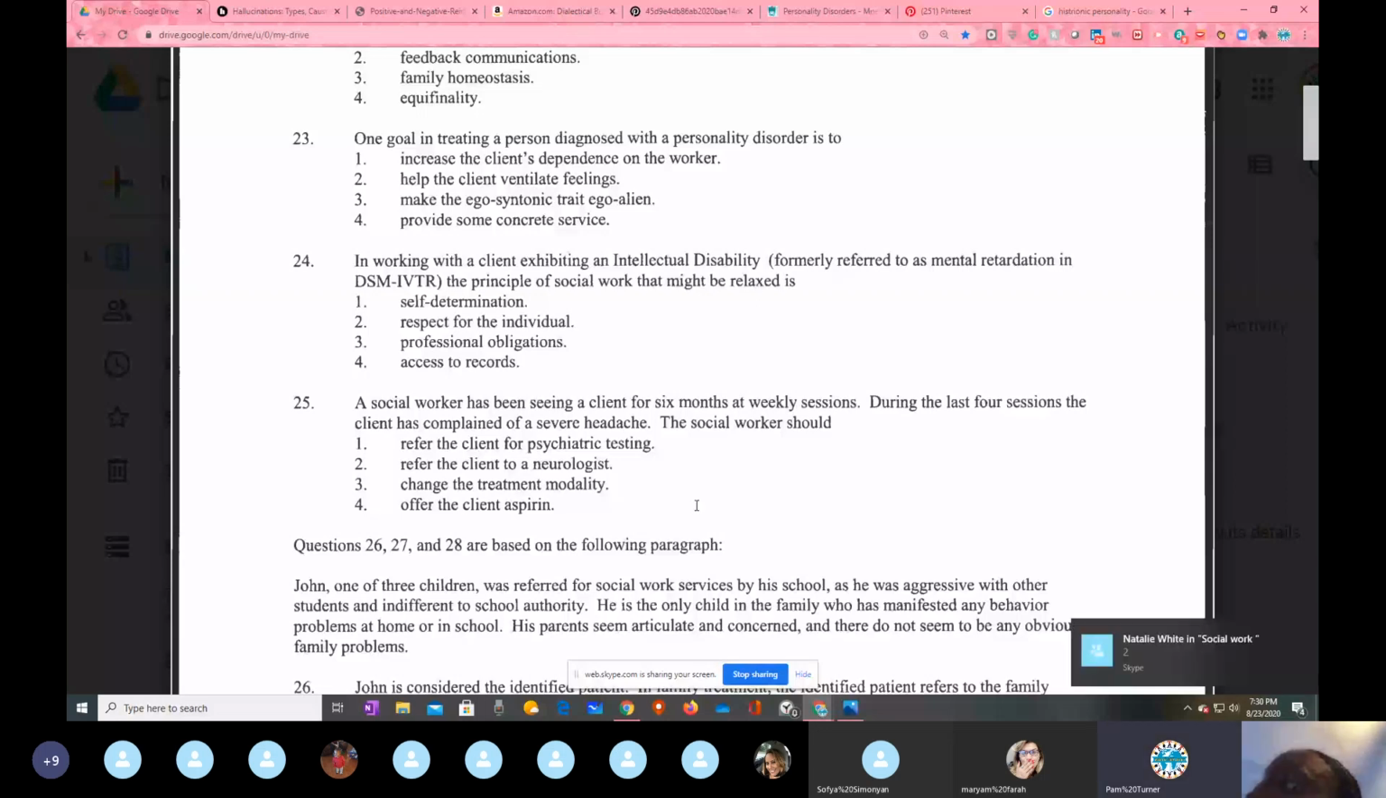So then, I'm going to the neurologist already. Okay, so let's rule out. I'm not going to offer the client aspirin, right? I missed that day in medical school. Change the treatment modality? Not going to do that either. So again, I'm going to refer my client to a neurologist. Safety first. That goes up to making sure they're safe. We can spend hours and hours and hours working on things, but safety first. Okay, good. Ruling out my medical.